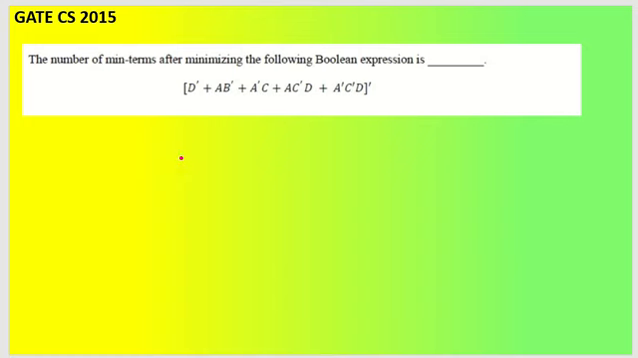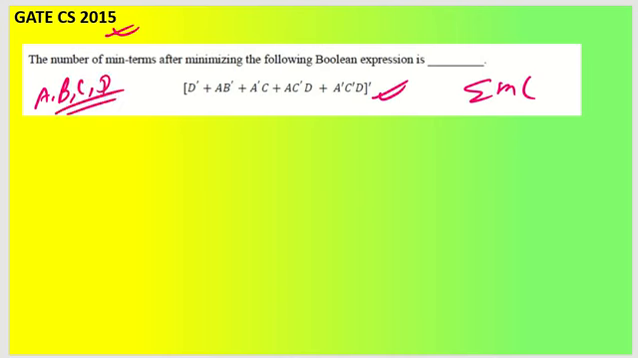Let us take another question. The question was asked in CS 2015. We have to find the number of minterms after minimizing the Boolean expression, so we have to identify how many minterms will be there in this particular sum of minterms, right? You can see the function is actually a function of A, B, C and D, so 4 variables are there. If you want, you can try writing it separately as we taught you. Otherwise we can simply try to simplify this. So let us do that.